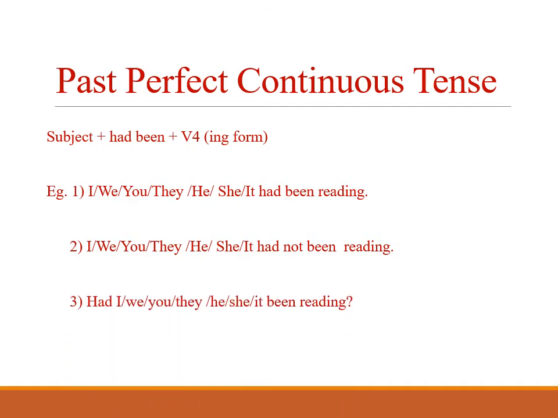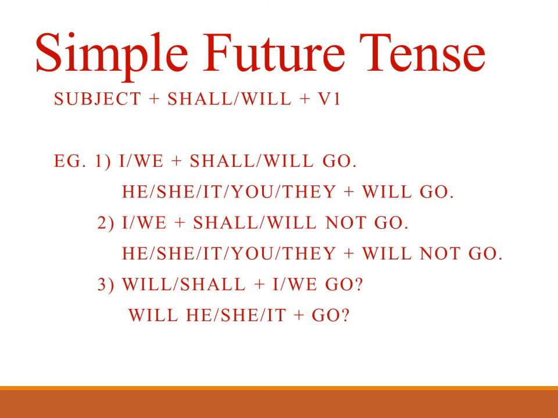Had I been reading? So this is your past perfect continuous tense. Coming to your simple future tense. Children, what is this future tense? Children, I hope you'll remember what is future tense. Something which will happen in the future, has not yet happened, but will happen in the future. That is called simple future tense.